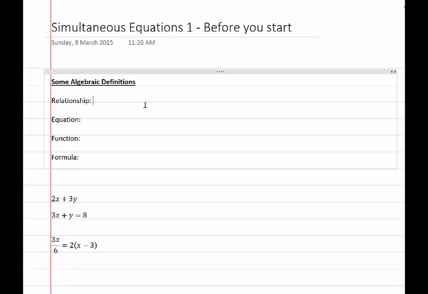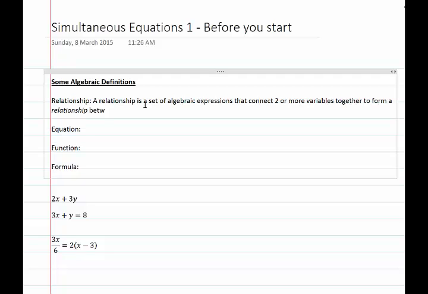So a relationship is an algebraic or a set of algebraic expressions that connect two or more variables together to form a relationship between them. Next, I'm going to speak to you about an equation. The difference between a relationship and an equation is that typically an equation is solvable. So for an equation, you'll be able to solve for the variables that are within the equation. Now, prior to simultaneous equations, that would have meant that you had a relationship but with only one variable, which means that you can rearrange that to create a solution for that variable. But in the topic as we go on, you'll find that equations don't have to have just one variable.